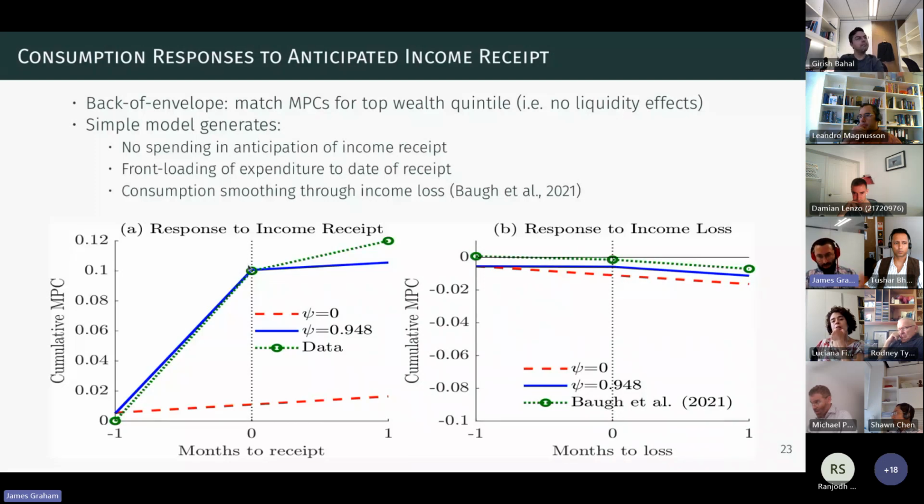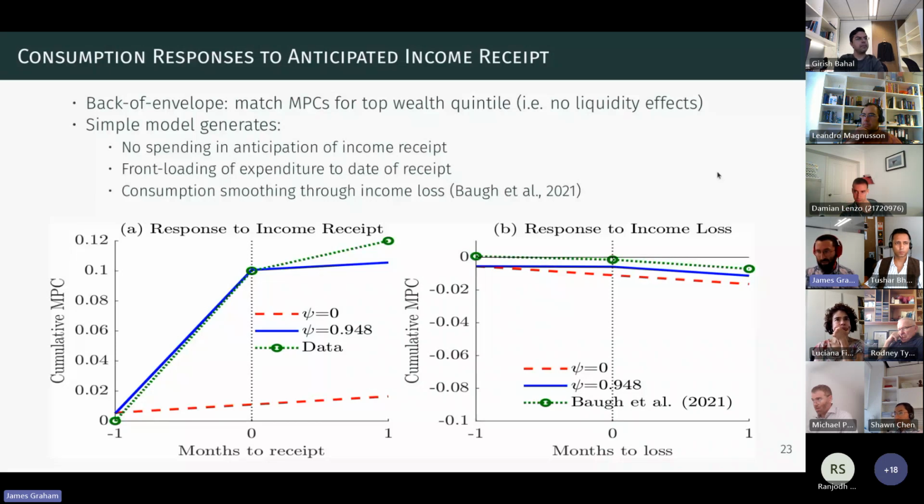So, very excess consumption sensitivity to income receipts, but consumption smoothing with respect to income losses. So it's kind of an interesting extra feature of the model. So that's our simple model.